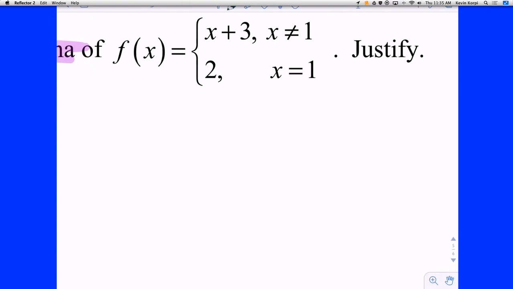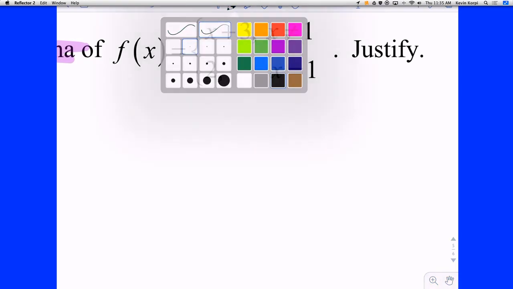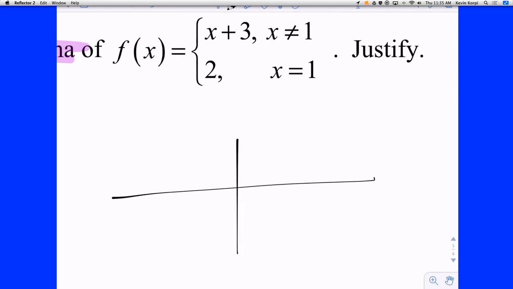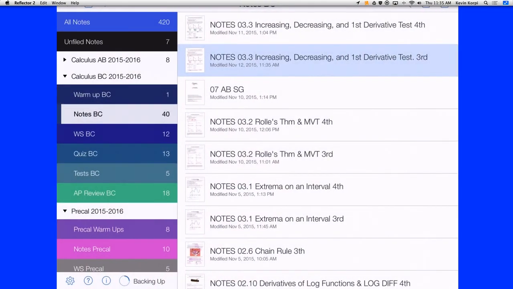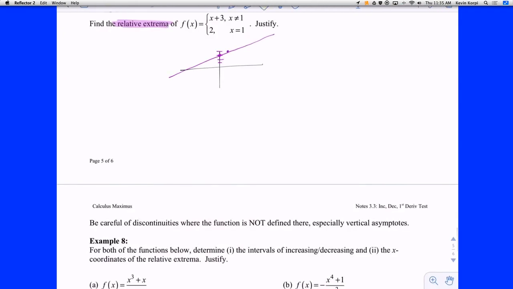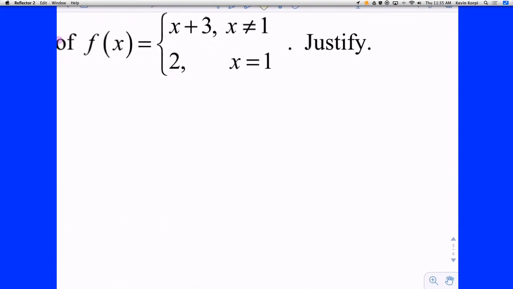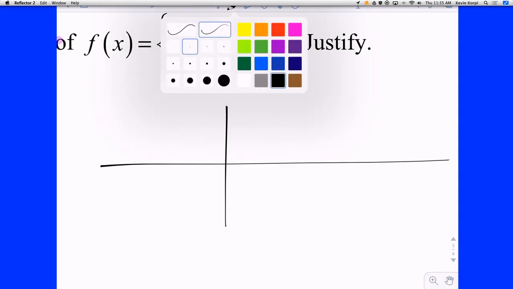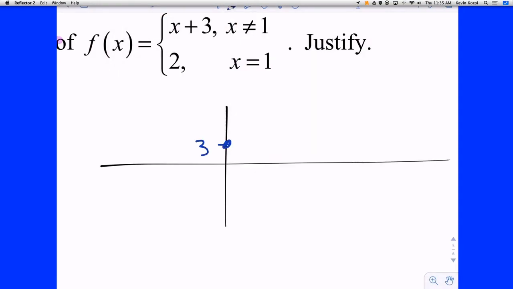I would graph it, yeah. Let's go ahead and review how to do that. This one looks like it's going to be pretty easy. Because everywhere to the left and right of 1, it's going to be the line x plus 3, which has a y-intercept of 3, and then it's up 1 over 1. Let me start over. When you have a piecewise function, you might just want to graph it. It has a y-intercept of 3 and a slope of 1. So up 1 over 1. There we go.